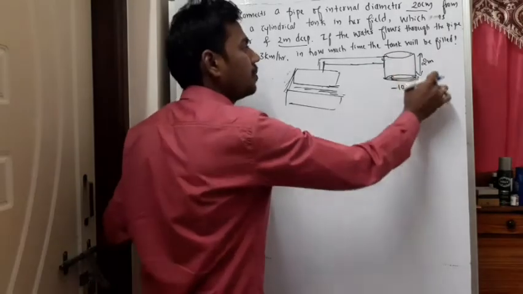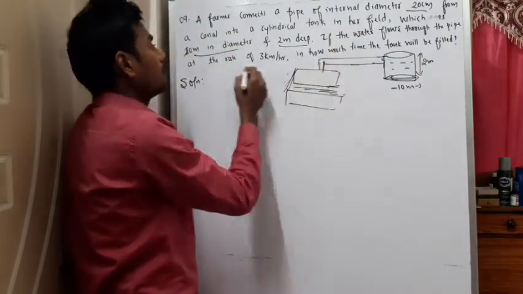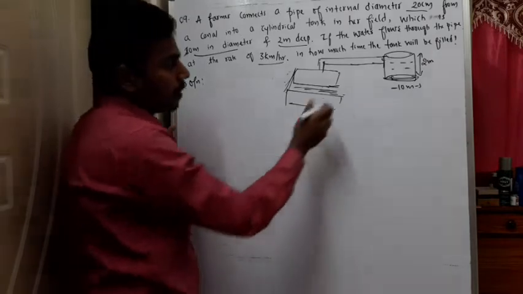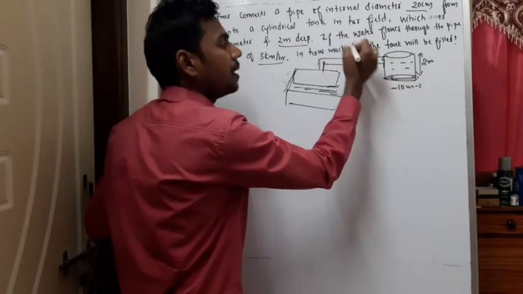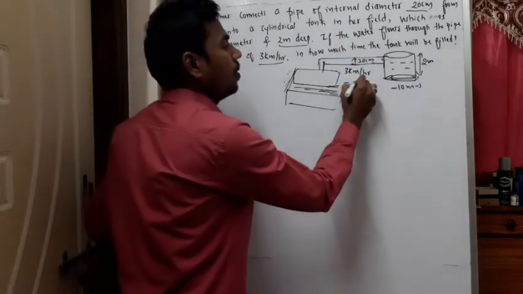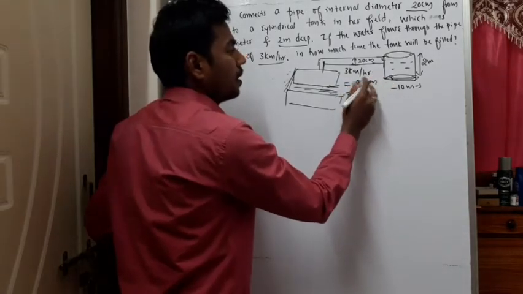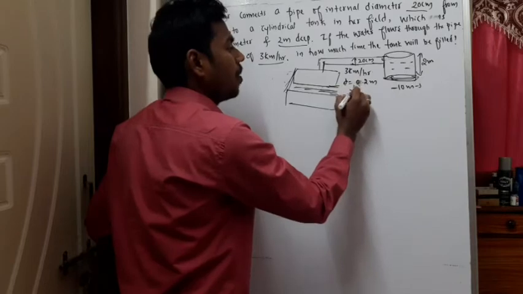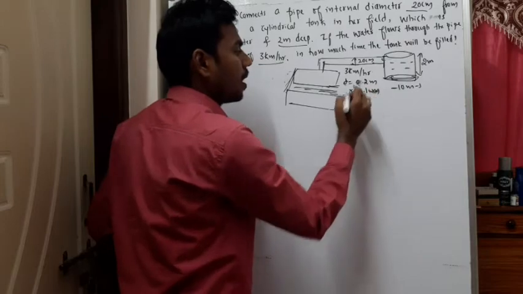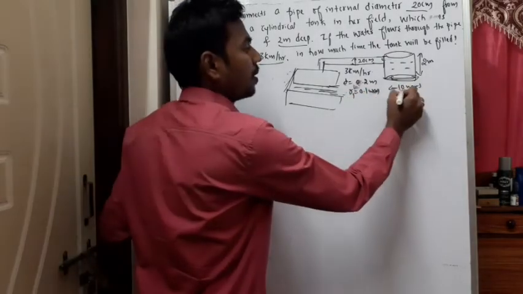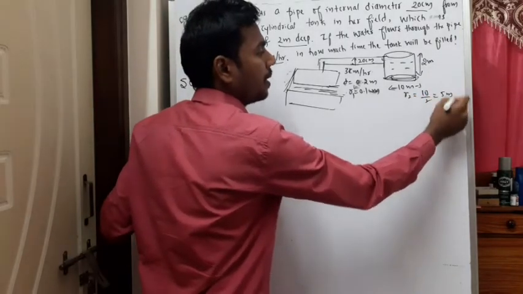They have given the dimension of the tank and the speed of the water. Water flows through the pipe at a rate of 3 km per hour. And they have given the internal diameter, that is 20 centimeter, which is equal to 0.2 meter. Then the radius will be 0.1 meter. I'll call it R1. Here R2 is equal to 10 by 2, which is 5 meter.